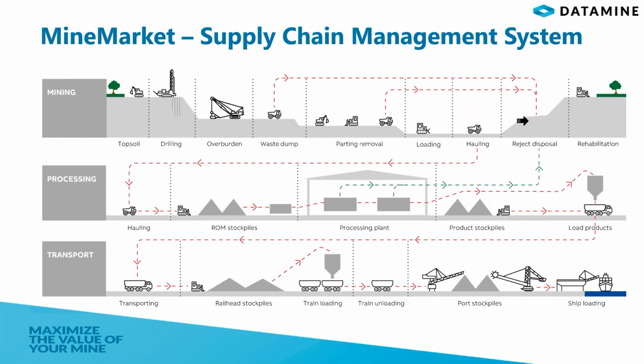Along the supply chain, a large number of equipment is being used to carry out the movement. From your mobile equipment, such as your trucks, your diggers, your front-end loaders, and excavators, to fixed plant, such as your conveyor belt, your stackers and reclaimers.